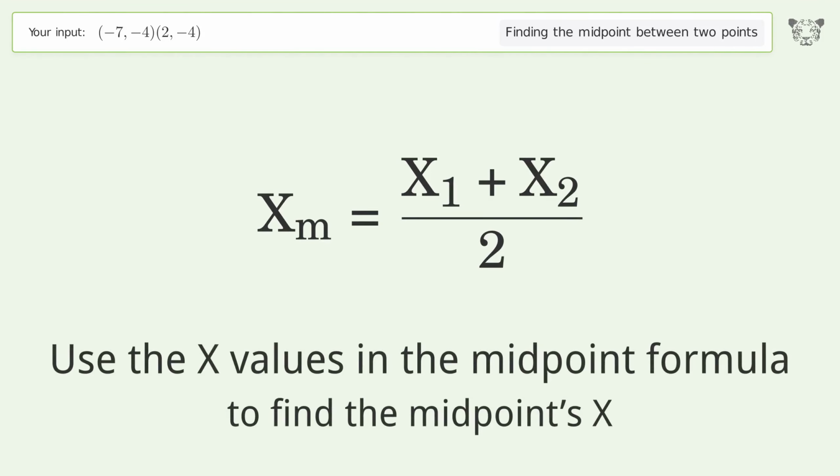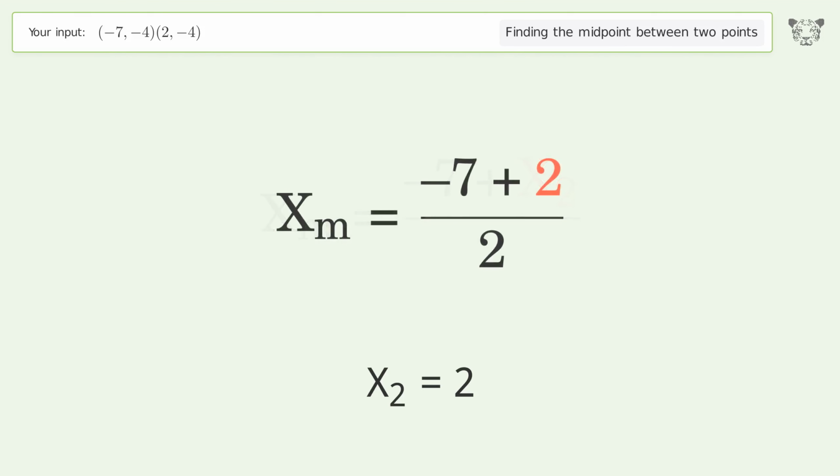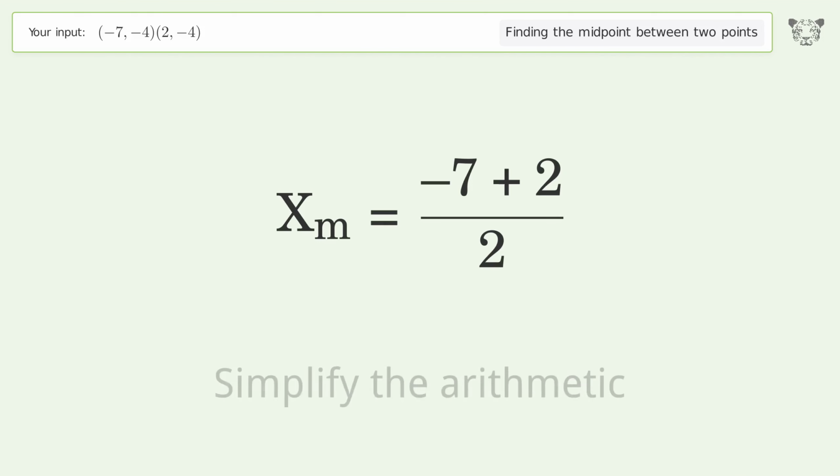Use the x values in the midpoint formula to find the midpoint's x. x1 equals -7. x2 equals 2. Simplify the arithmetic.